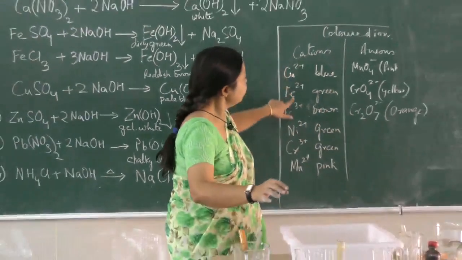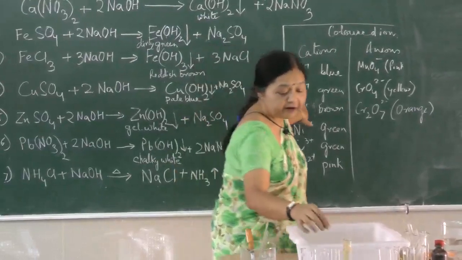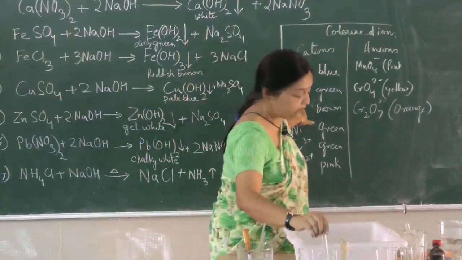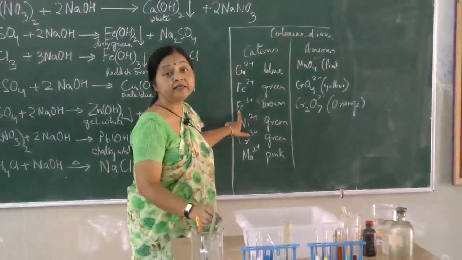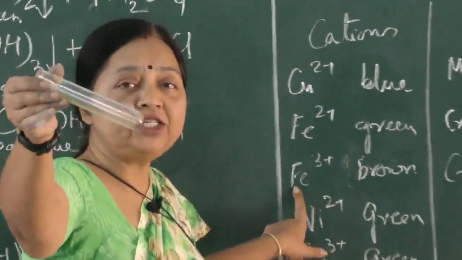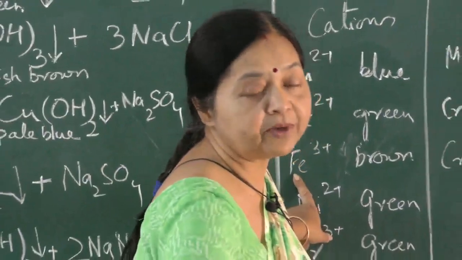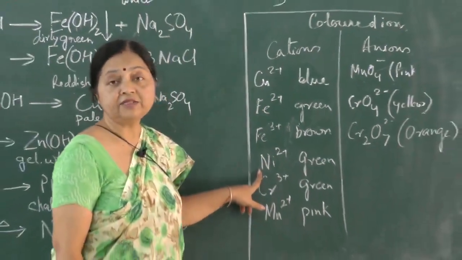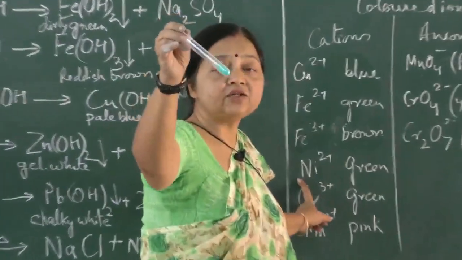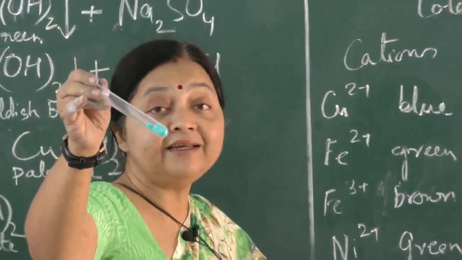And then we have iron, Fe2 plus, iron in the ferrous state, oxidation state 2. Ferrous sulfate is light green in color. Then we have ferric, iron in the third oxidation state, 3. It's actually yellowish brown in color, though this has turned dark. Then we have nickel salts, Ni2 plus, which are green in color.